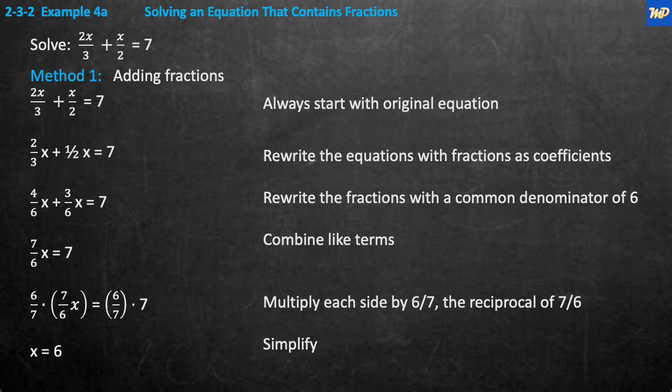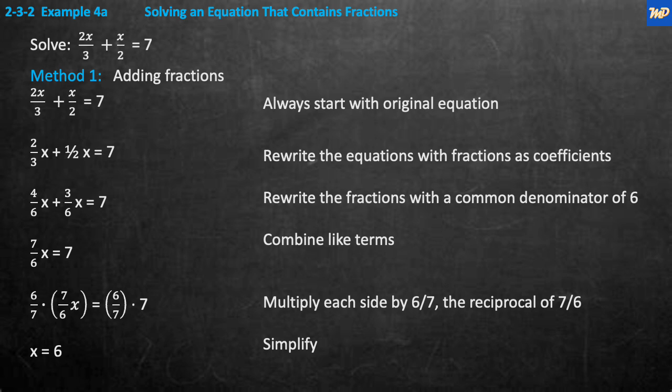And then what's the first thing we're going to do? We're going to rewrite these terms so that the coefficients are fractions. As you see here, we have 2/3 times x plus 1/2 times x equals 7. So now they're fractional coefficients, and now we can go ahead and add the coefficients. The x's can just float along here. In order to do that, we're going to get a common denominator, and we're going to use that common denominator.